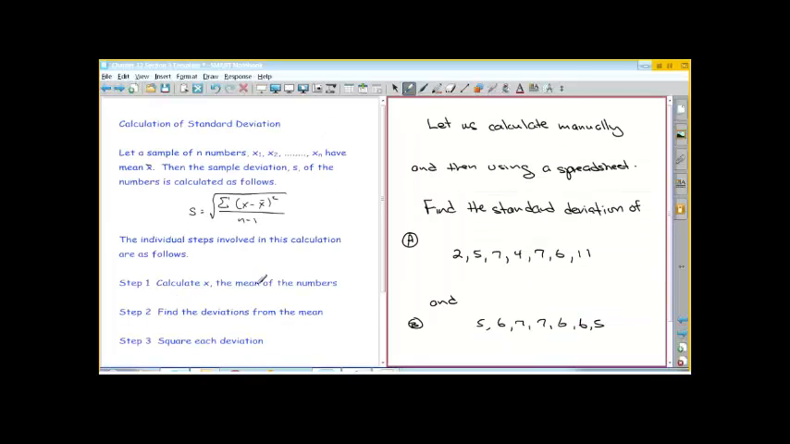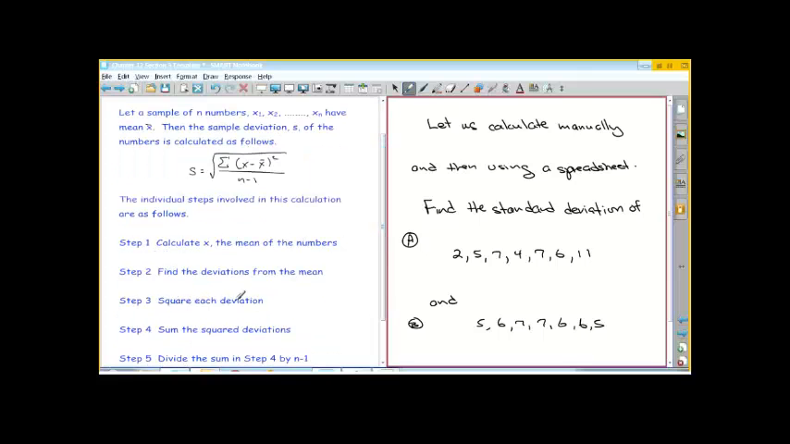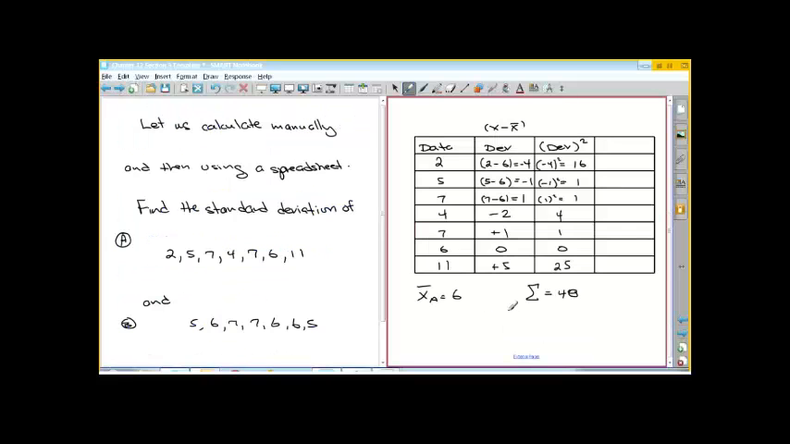So where we are on this whole thing is we have calculated the mean, we found the deviations, which was column 2, we squared each deviation, which was column 3, we summed the squares of the deviations, which is what I did below, right there. So that's the sums of the squares of the deviations.